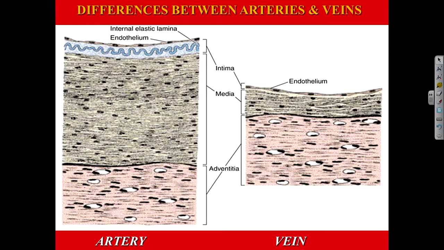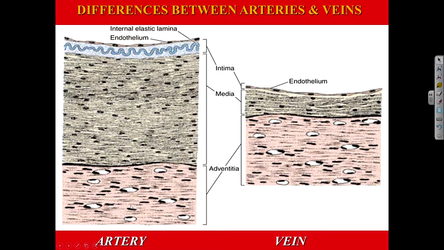So this is a cross-section of an artery, a cross-section of a vein. The inner layer is the tunica intima. The middle layer is the tunica media. The outer layer is the tunica adventitia. So in the artery, the tunica media is much thicker than in the vein. In the vein, the adventitia is much thicker than in the artery. Okay?